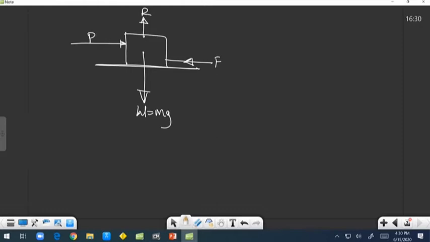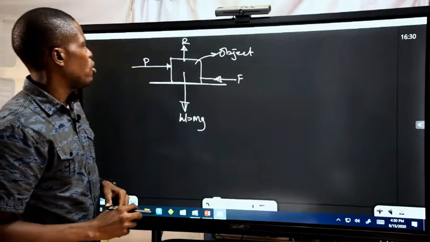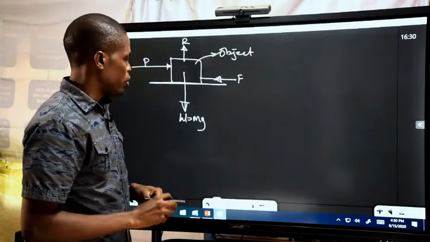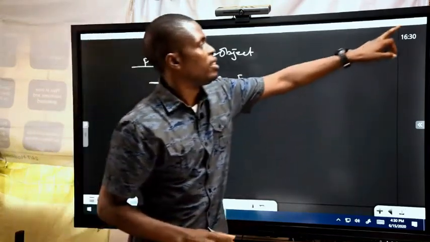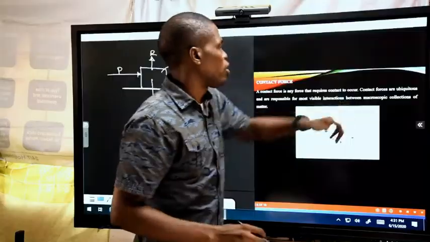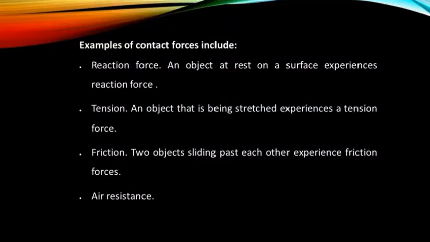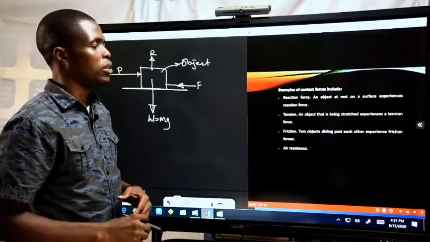the object. So this is an object that is being acted on by different forces, and these forces are called contact forces, because there must be contact before they exhibit their effect. Okay, so that is for contact force. In most cases, we have examples: reaction, tension, friction, and air resistance. These are examples of contact forces.